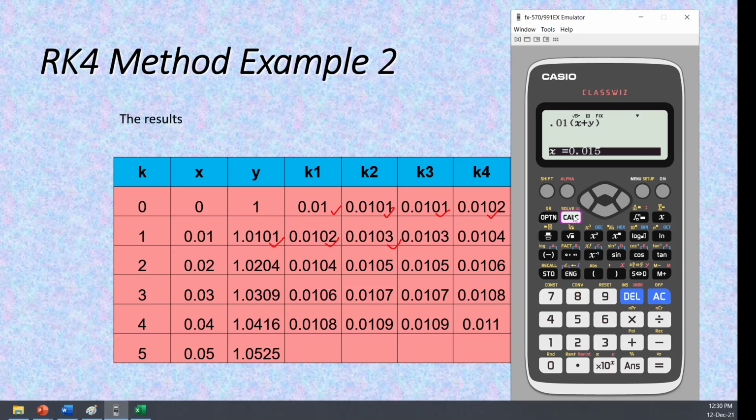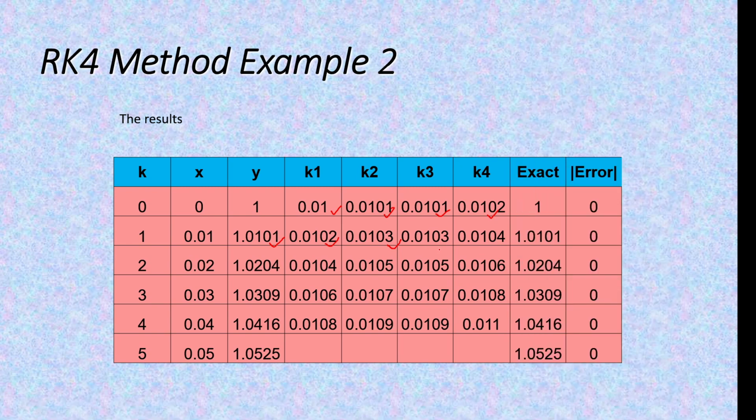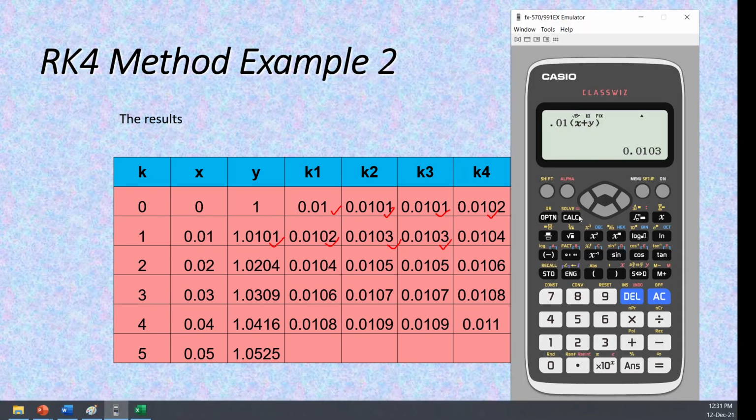And then k3, x same. Press down. y is y plus k2 divided by 2, so 1.0101 plus k2, 0.0103 divided by 2, equal. 0.0103. Okay, calculate.